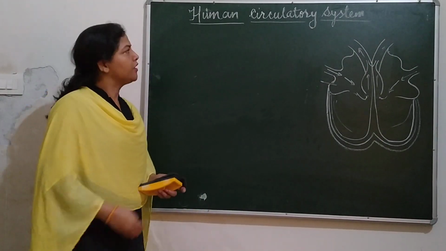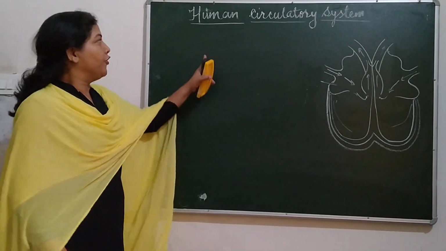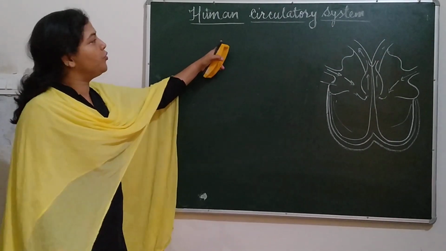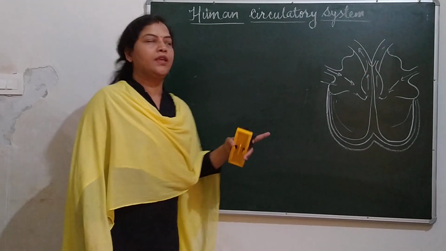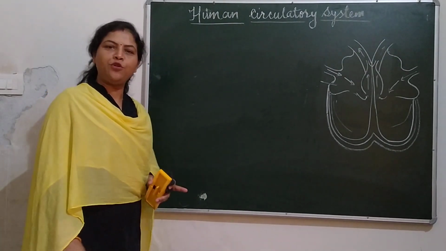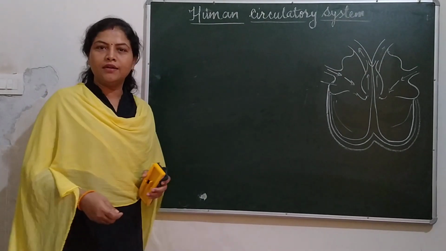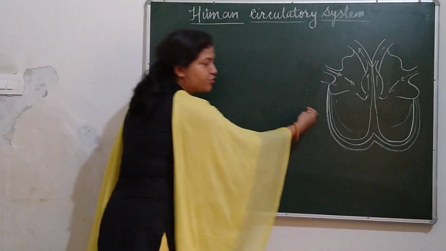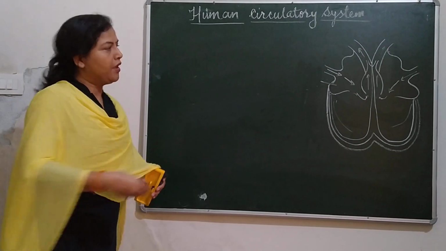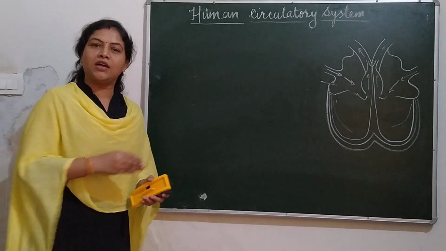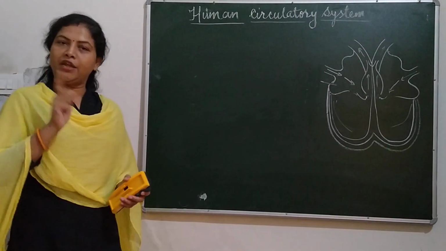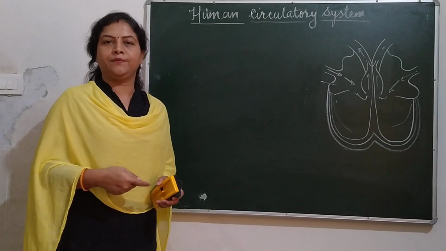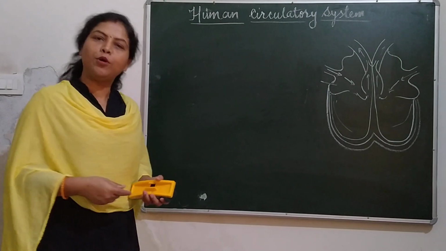Students, today I am here with the life processes chapter of class 10, human circulatory system. In my last video I made you understand about blood vessels. Now I am going to explain about the structure of the heart. Once you learn the structure and the parts of the heart, it will become very easy to understand its function. So let us first know about the heart.